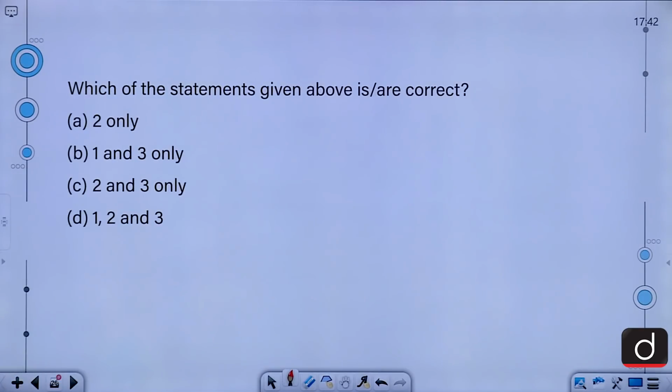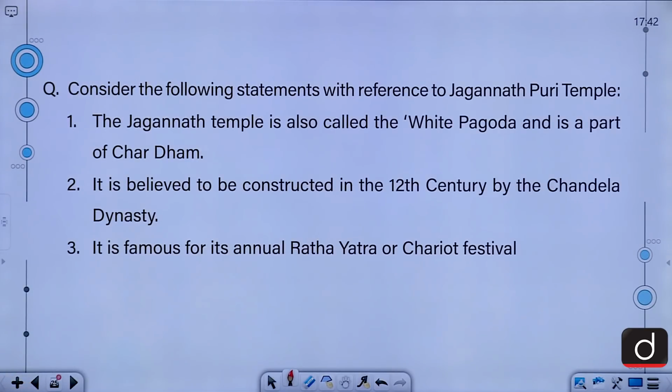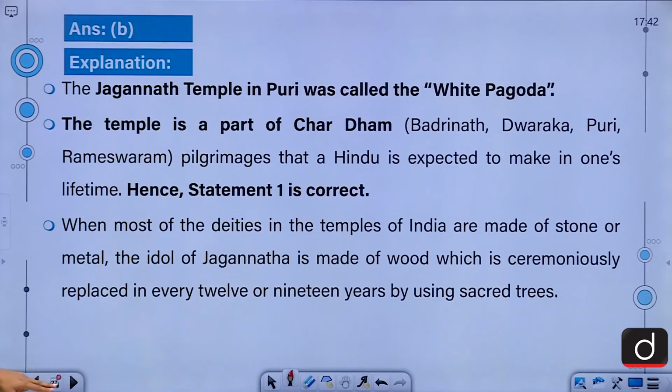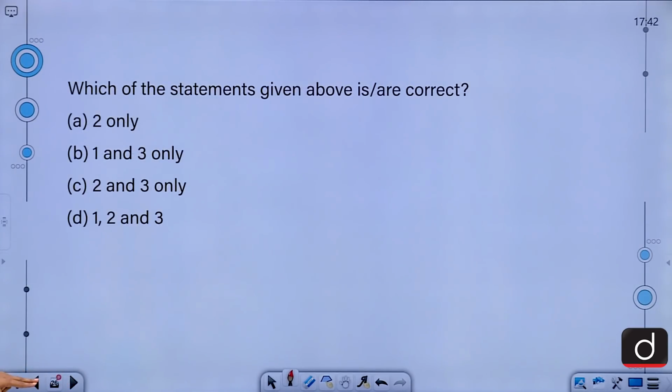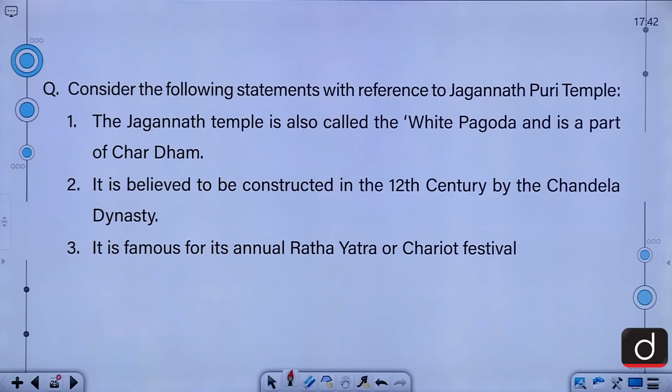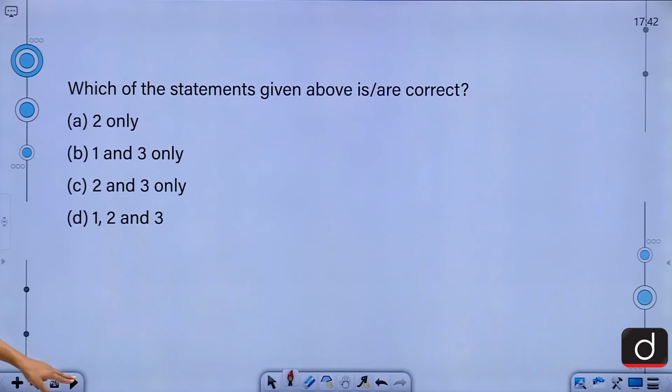Now, look at the options. Which of the statements given above is or are correct? A. 2 only, B. 1 and 3 only, C. 2 and 3 only, or D. 1, 2 and 3. Let's move back to our statements for convenience. So, the correct answer for this question is B, that is 1 and 3 only. The first and the third statements are correct.